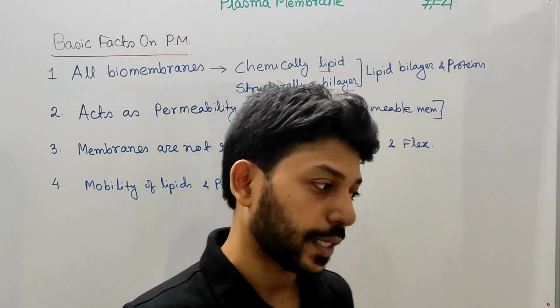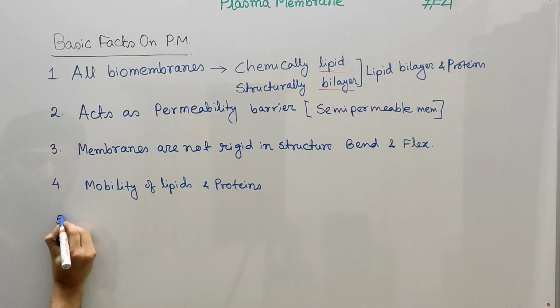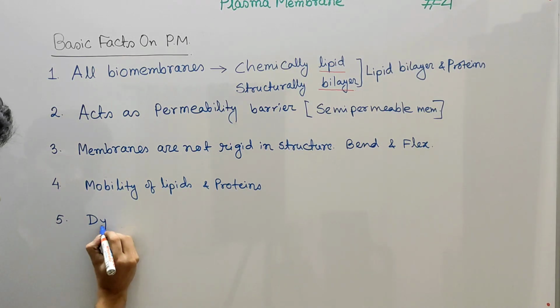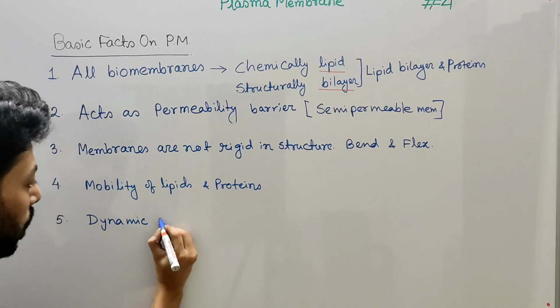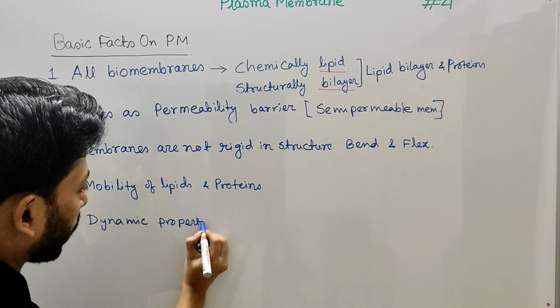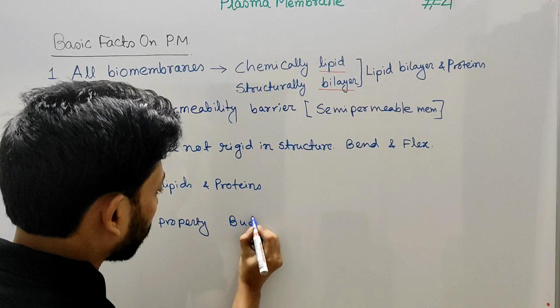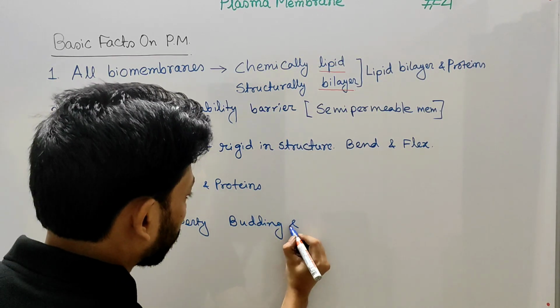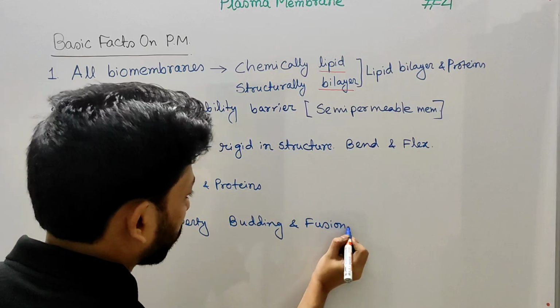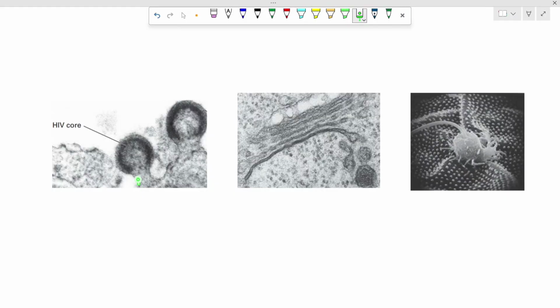Another important basic fact about plasma membrane, and this is my last point, is the dynamic property of membranes. It can show budding and fusion. Let me explain. When a virus is coming out from infected cells, it forms a bud-like structure. Also, during the secretion of vesicles from the Golgi complex, vesicles are secreted out, so budding occurs, and sperm and eggs can fuse, so plasma membrane fusion can also occur.